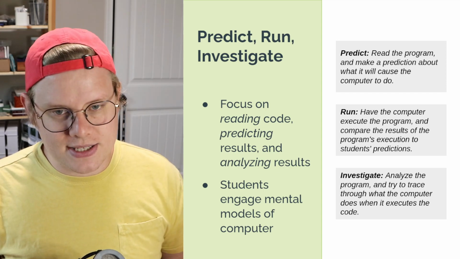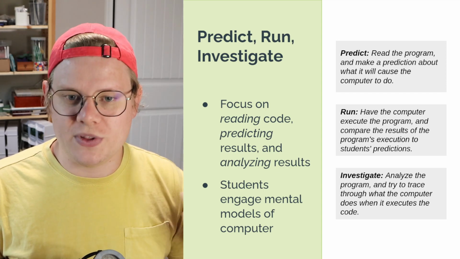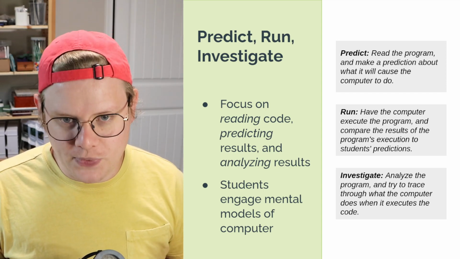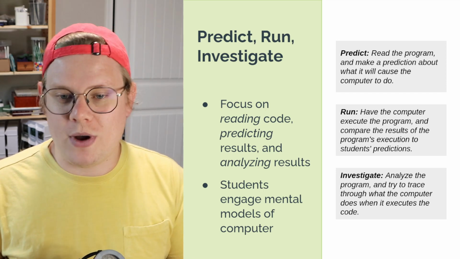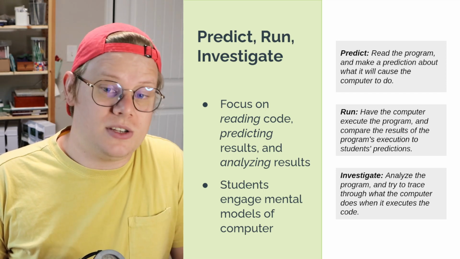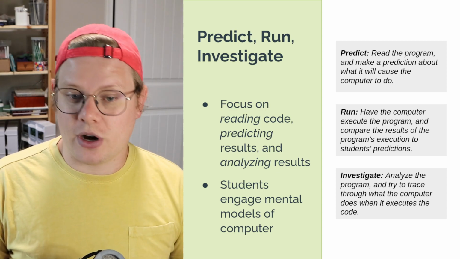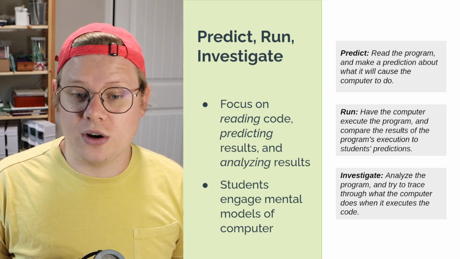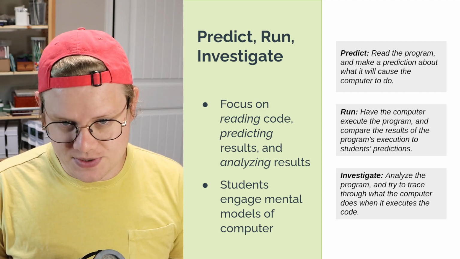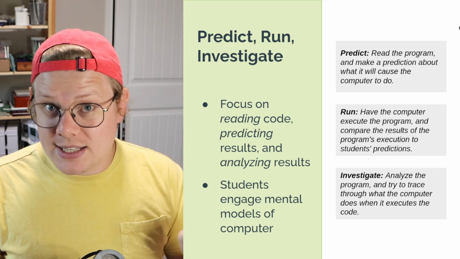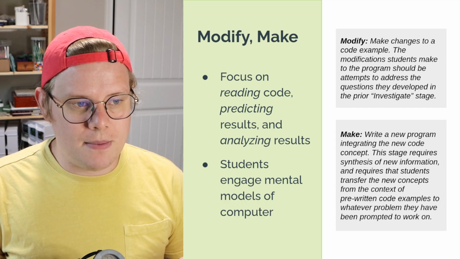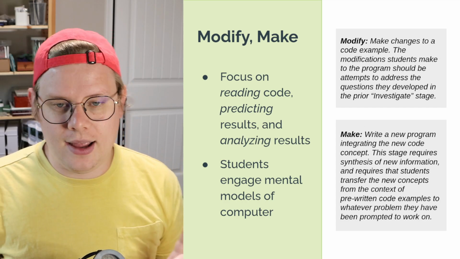Finally, the third part of this analysis stage is investigate. Students will analyze the program and try to trace through what the computer does when it executes the code. During this stage, students should come up with questions they are curious about based on parts of the code they don't understand. These questions can guide direct instruction, provide a starting point for the next part of the PRIMM cycle, or serve as an assessment of students' mental models. The next thing students will do in PRIMM is modify and make.